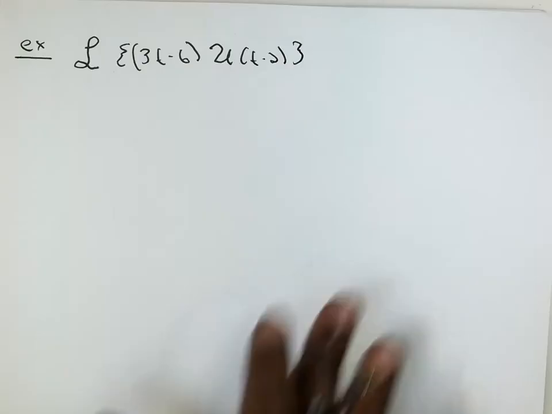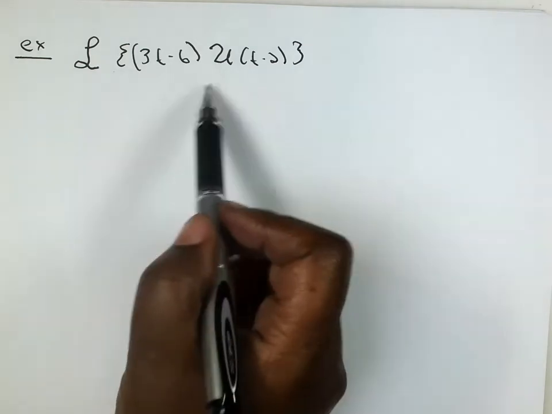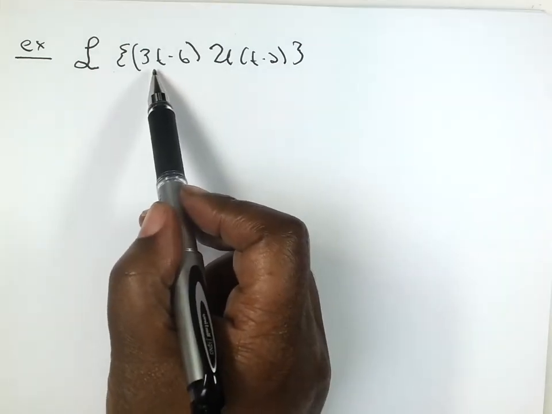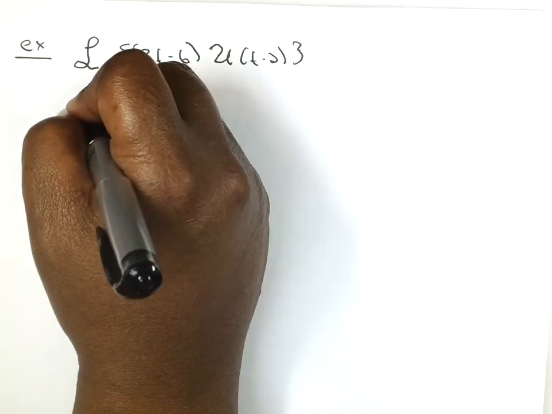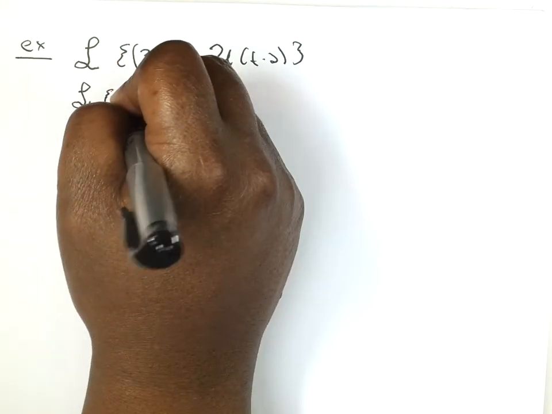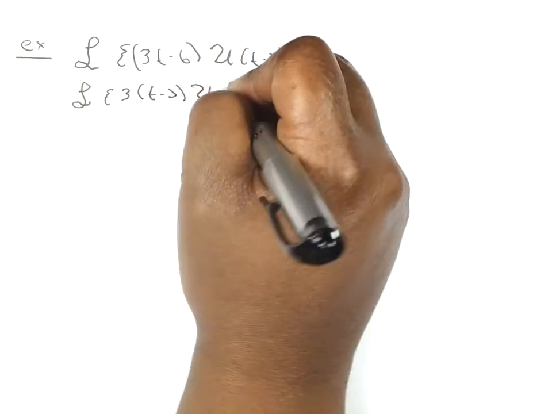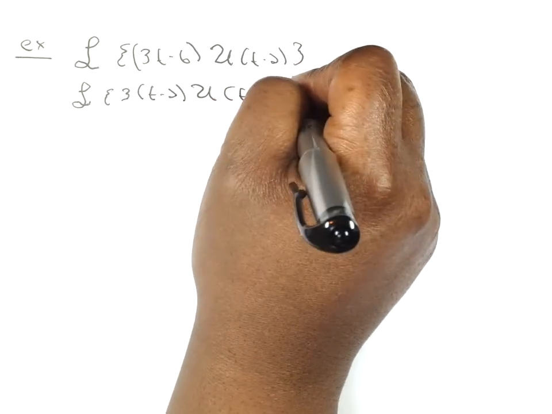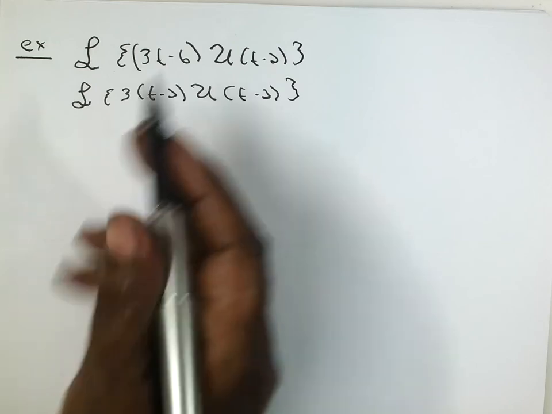Alright, the next example, we have the Laplace transform of 3t minus 6 times the unit step function of t minus 2. So these don't match, but they almost match, right? If I factor a 3 out of there, then these match. So I can take a 3 out. And that 3, really, I could just pull it all the way out front.